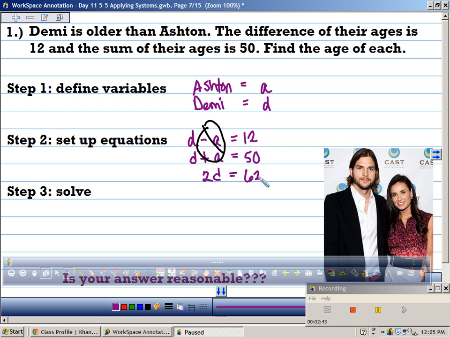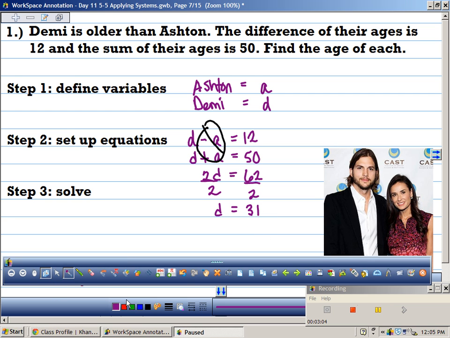So if 2 Demis equals 62, how much is 1 Demi? 31. How did you figure that out? Divide 62 by 2. All right, so now I know how old Demi is. So how do I figure out how old Ashton is?